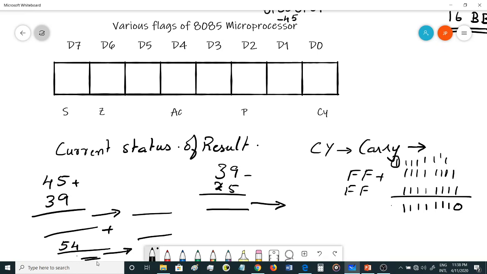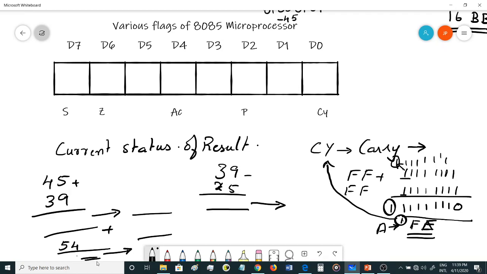Now this carry should come over here, but since your accumulator is of 8 bits, your accumulator will only store these 8 bits. This is F, this is E. Your accumulator will have the result FE. Accumulator is the register which stores the result. You will get the result FE, but the actual result is 1 FE. Now this 1 will be stored in your carry flag. This is the carry out from the most significant bit. From here you have a carry out which will be stored into your carry flag.